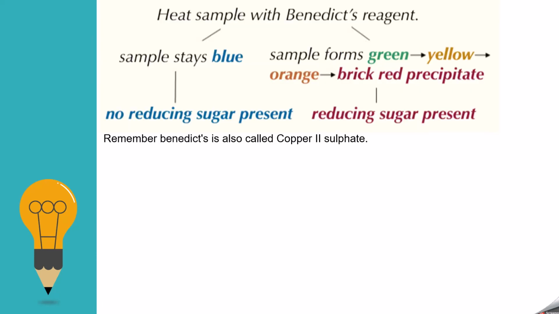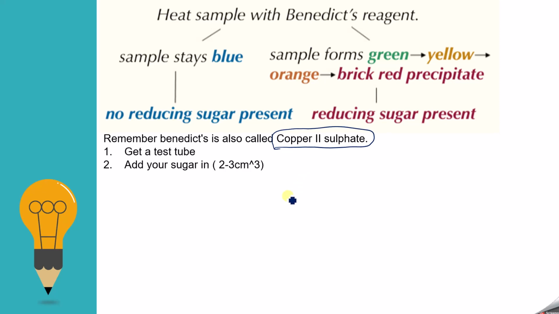So here are the steps on how to test for a reducing sugar. We use Benedict's solution, which is also referred to as copper 2 sulfate. It's a blue substance. So first, get a test tube. Number 2, add your sugar in. Sometimes we can use this to test for sugar in urine, so we could also have our urine sample. No, don't do that.